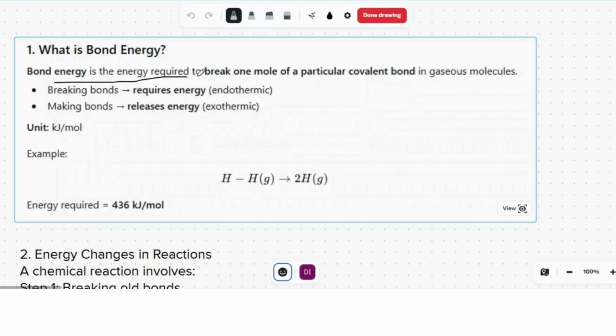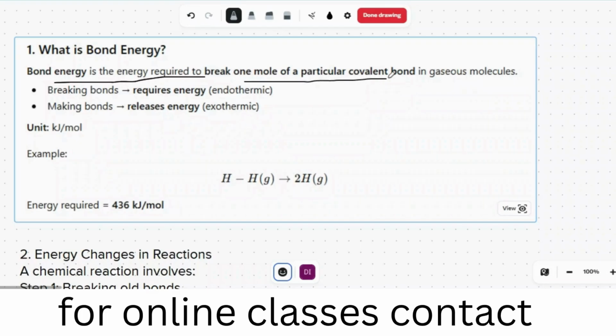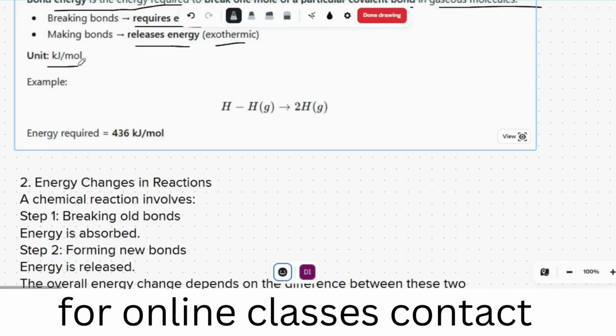Bond energy is the energy required to break one mole of a particular covalent bond in gaseous molecules. Bond breaking requires energy, so that is endothermic. Making a bond is an exothermic process. The units are kilojoules per mole.